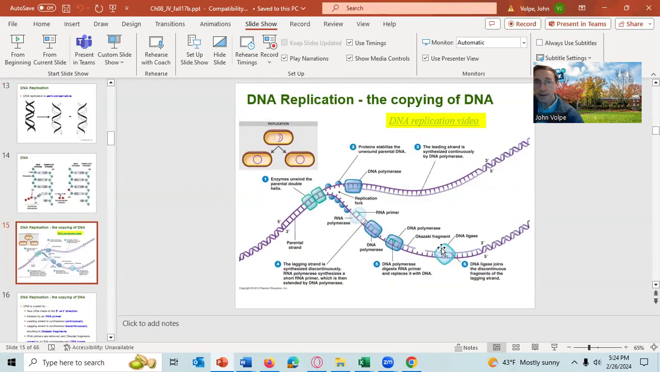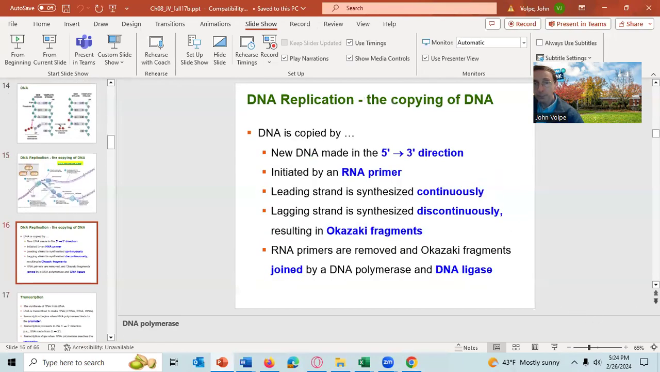All right, so let's talk about DNA replication in more detail. DNA is copied by the enzyme DNA polymerase. New DNA is only made in the direction 5' to 3'. The DNA replication is initiated by an RNA primer, and the leading strand is synthesized continuously because it runs in the 5' to 3' direction.